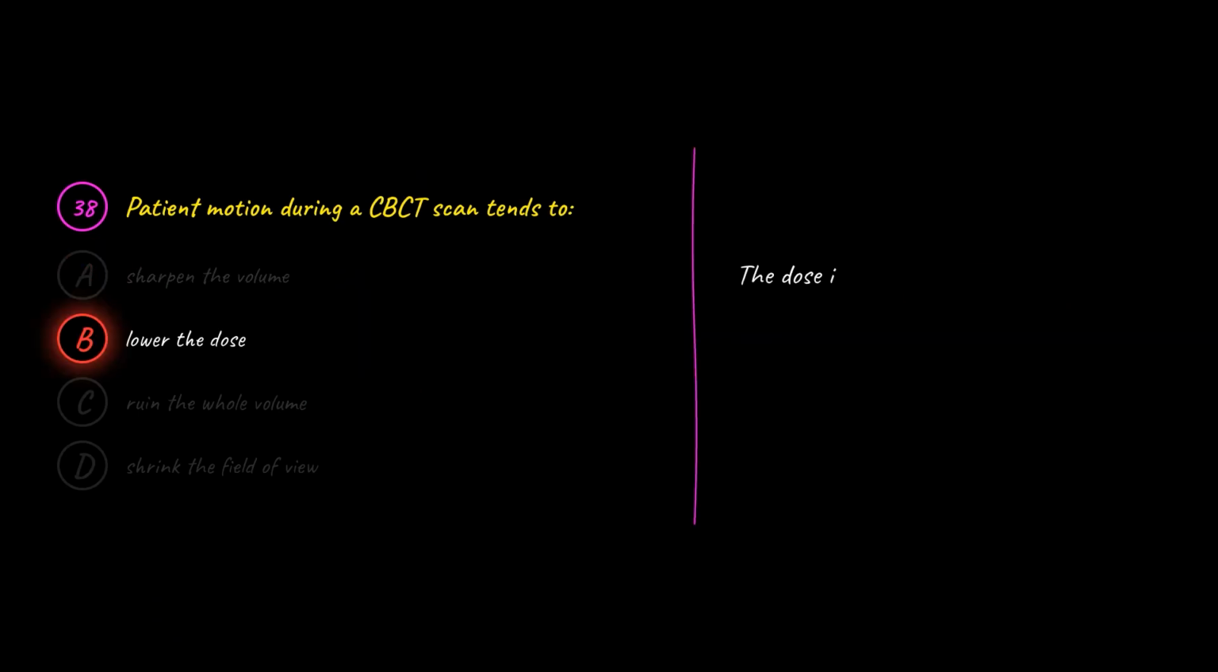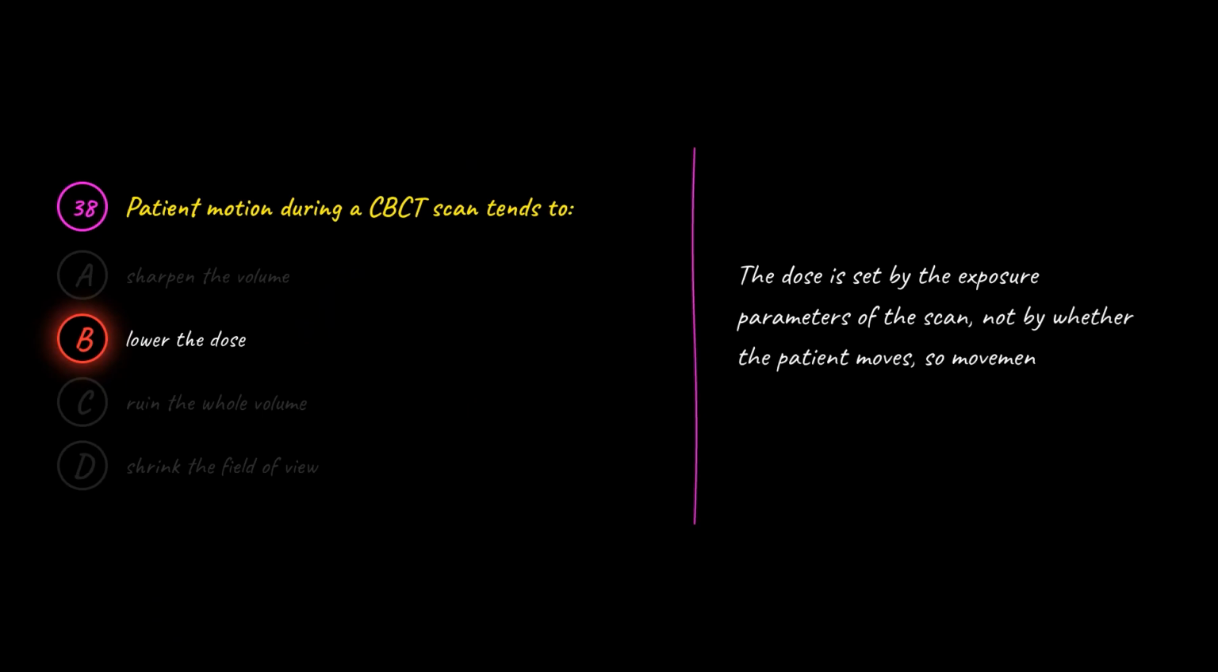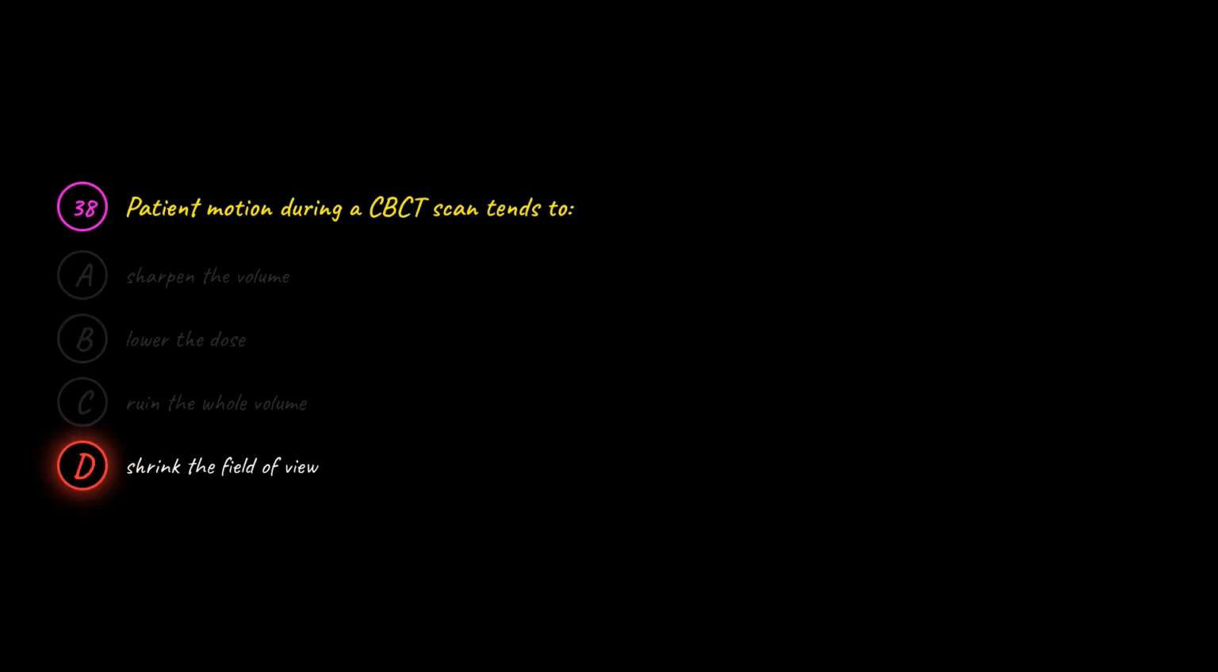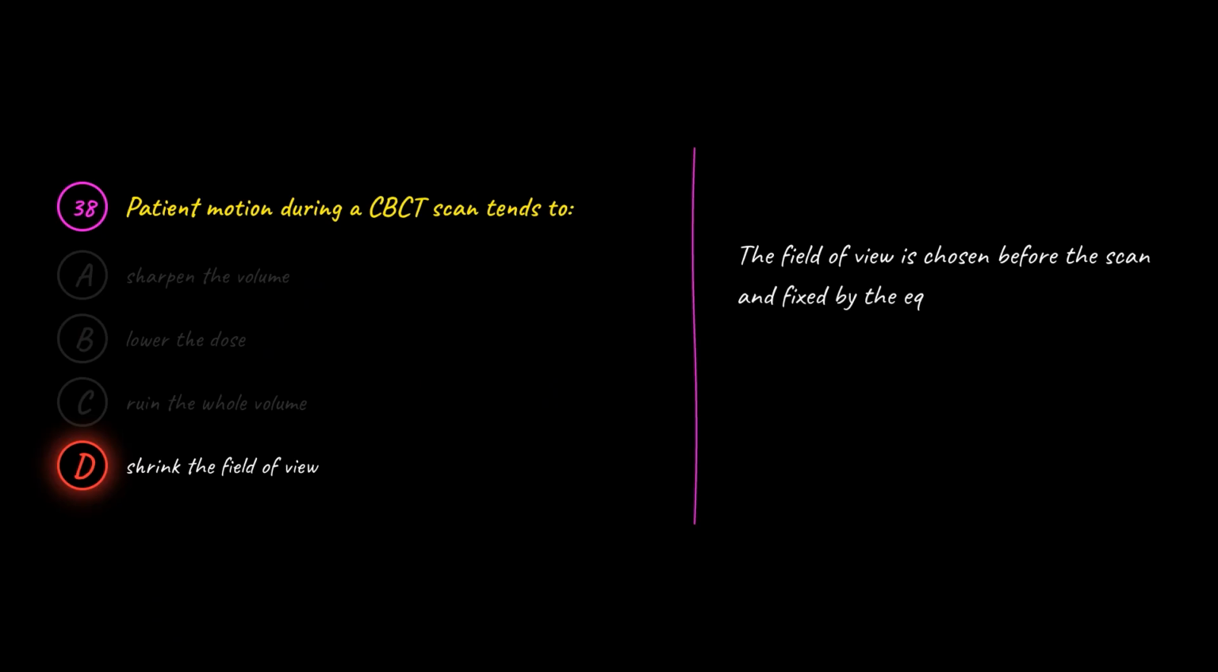B is wrong because the dose is set by the exposure parameters of the scan, not by whether the patient moves, so movement does not lower the radiation the patient receives. D is wrong because the field of view is chosen before the scan and fixed by the equipment settings. Patient movement degrades the image quality but does not shrink that selected field.